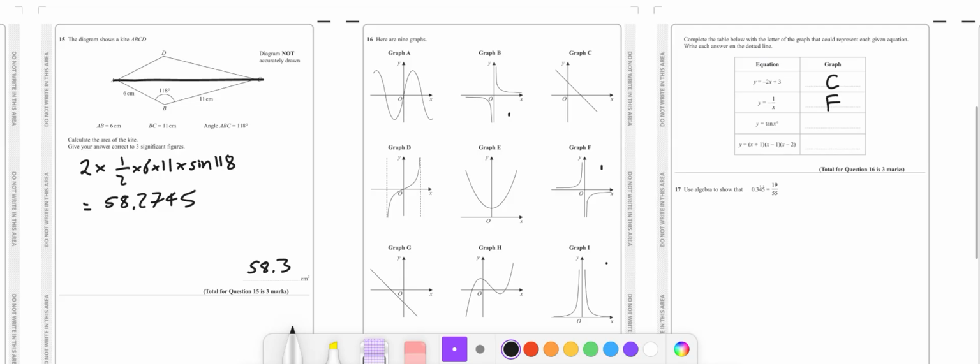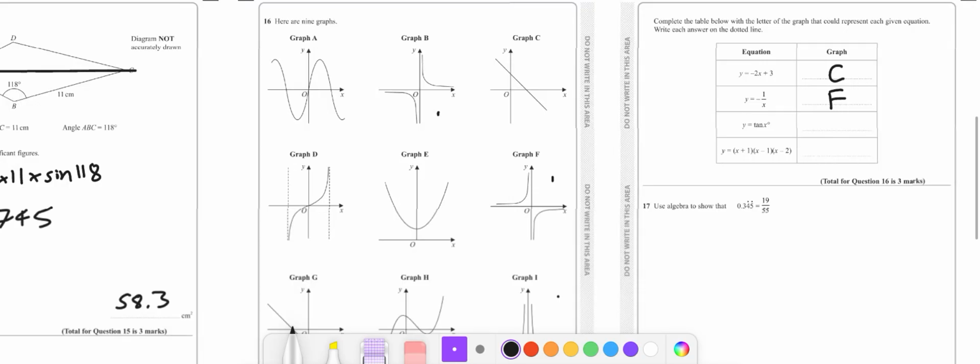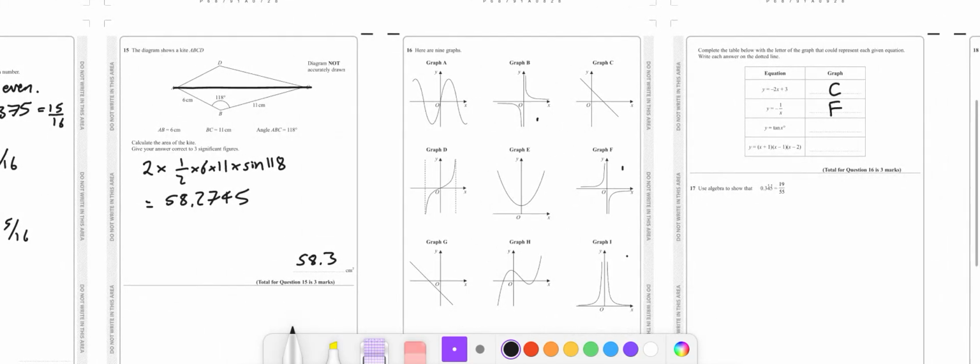Okay. And then y equals tan x. Well, you kind of need to know these shapes. D is tan x. It repeats itself.